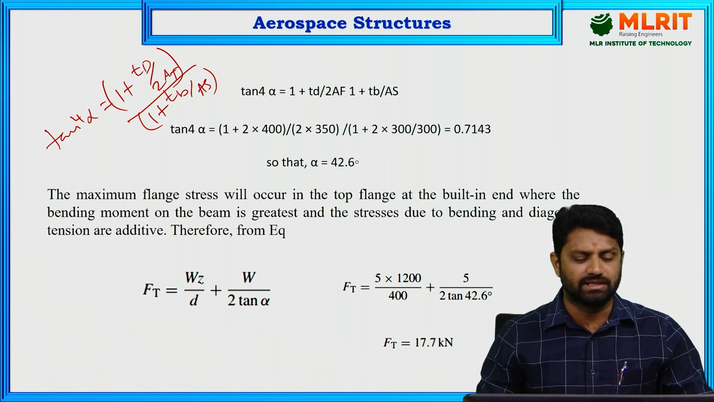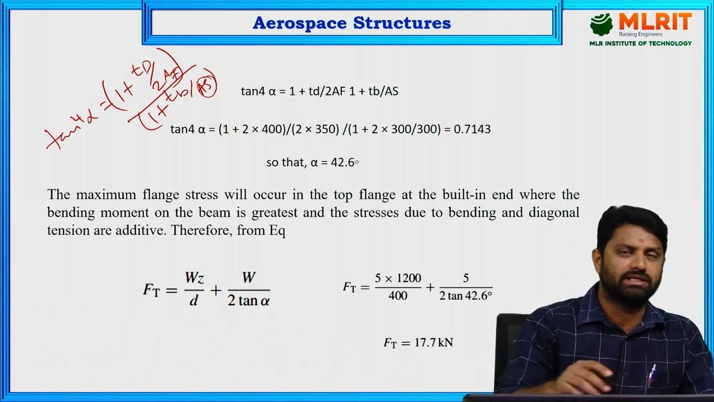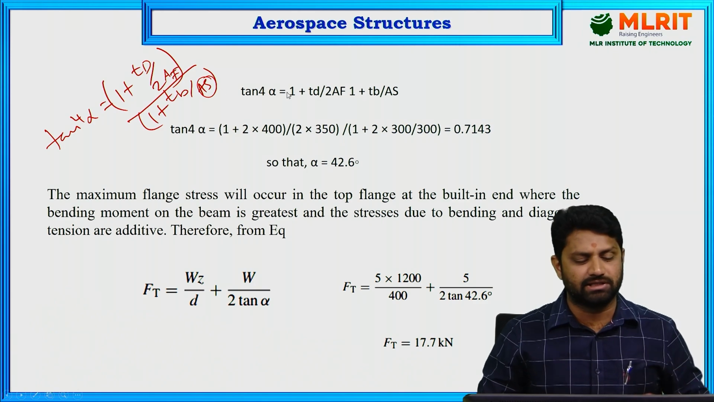where td is the thickness of the skin and AF is nothing but the area of the flange and AS is nothing but the area of the stiffener. So as we have known the formula, then let's try to substitute.